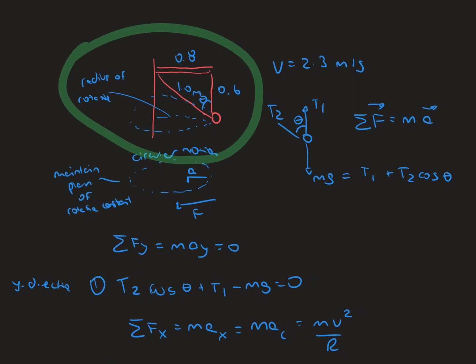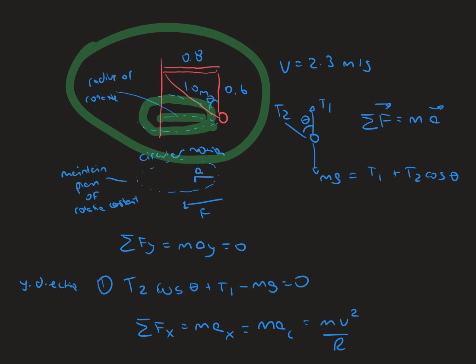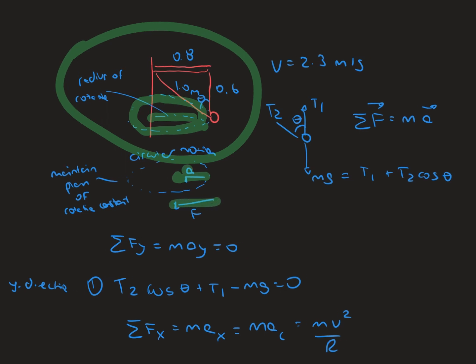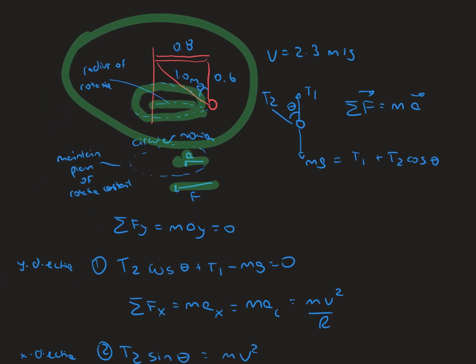Okay, so as we know, there's a circular motion going on right here, and this is the radius of rotation. Now in this circular motion, we maintain the plane of rotation constant. So acceleration is going this way, and so is the force. Now, in regards to the force, the sum of all the forces in the y direction, we got mass times acceleration being equal to 0.